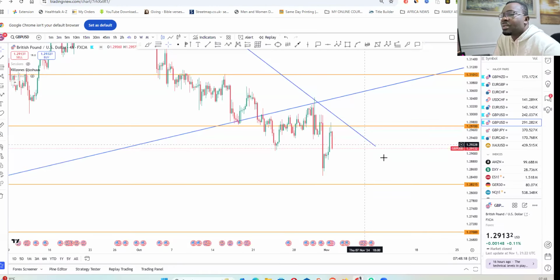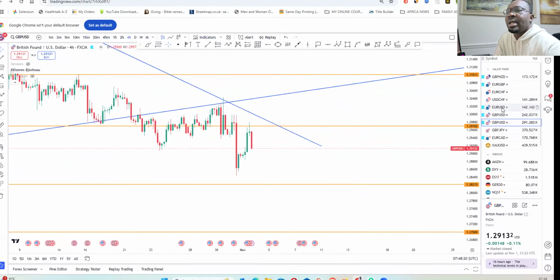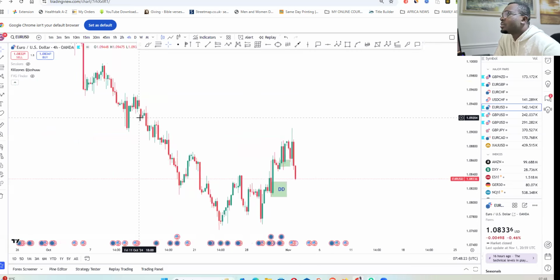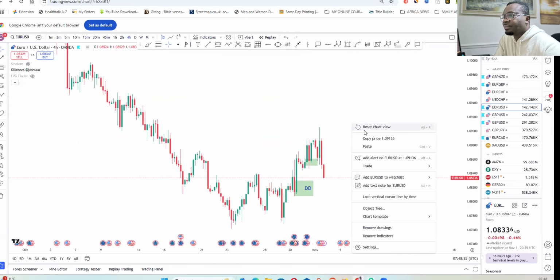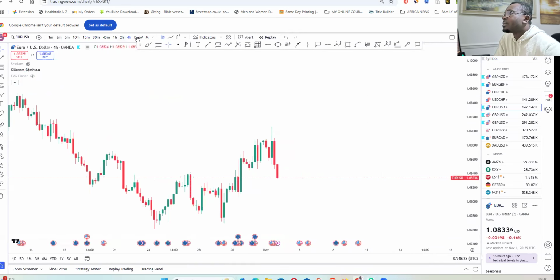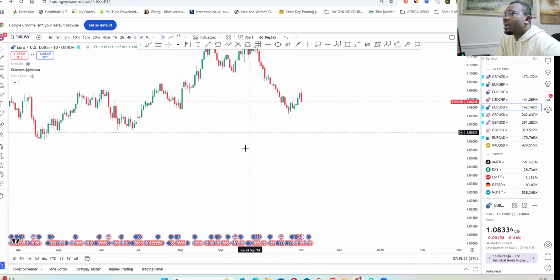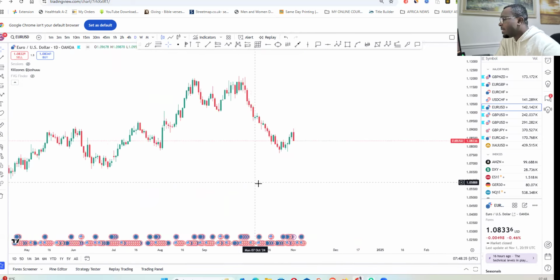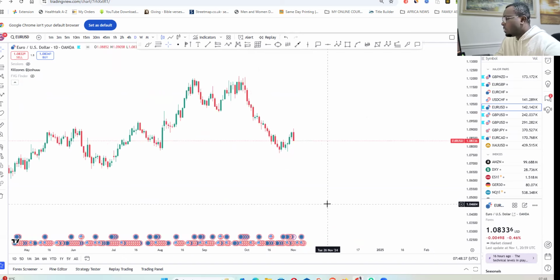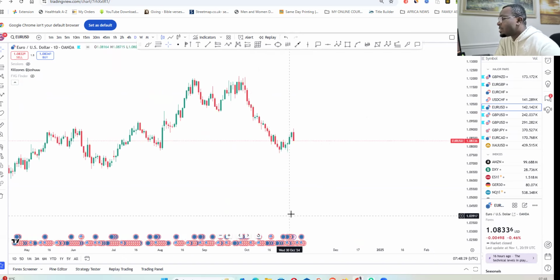So let's go to the next pair because we're not going to spend all day analyzing GU. Let's go to Euro USD. Now, Euro USD is here. I will go to the daily just to quickly look into what is going on. Now, as you can see on the daily, I'm going to mark a support level and a resistance level.